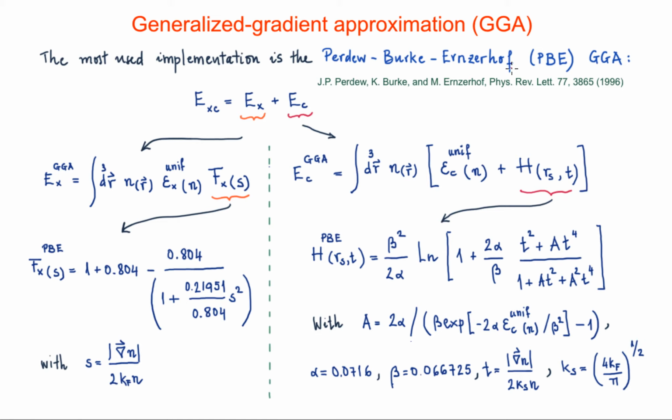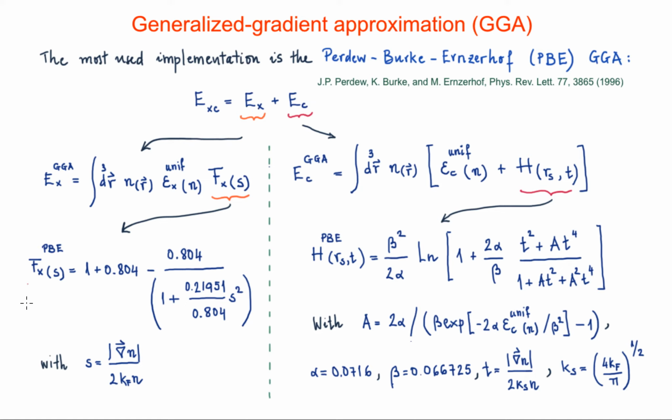It's the one called the Perdew-Burke-Ernzerhof approximation, or just the PBE approximation for the GGA. These names come from the authors of this reference, where they presented that implementation: Perdew, Burke, and Ernzerhof. You can see all the details of this implementation in the reference here. But basically what they did is decompose the exchange and correlation energy in two terms as usual, the exchange energy and the correlation energy.